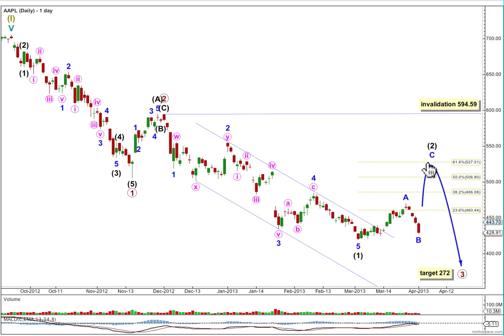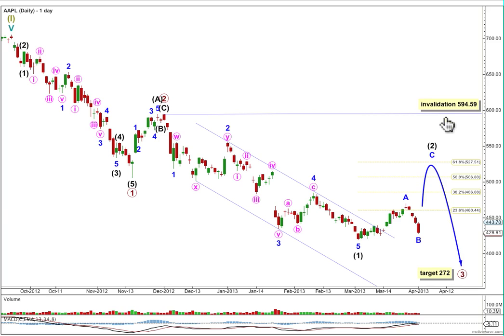At this stage, I'll still expect intermediate wave 2 to reach up to the 0.618 Fibonacci ratio of intermediate wave 1 down, which is at 527.51. Intermediate wave 2 may not move beyond the start of 1. This main wave count is invalidated at intermediate degree with movement above 594.59. If that were to happen, we will use my alternate daily wave count.